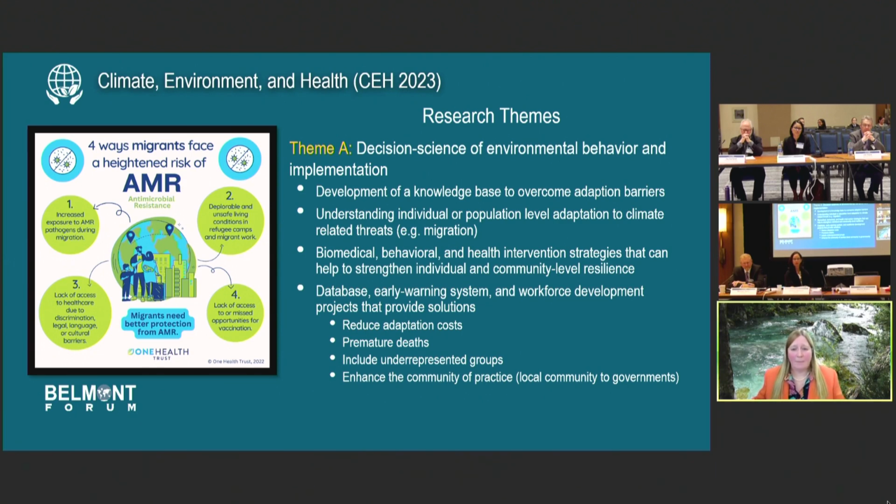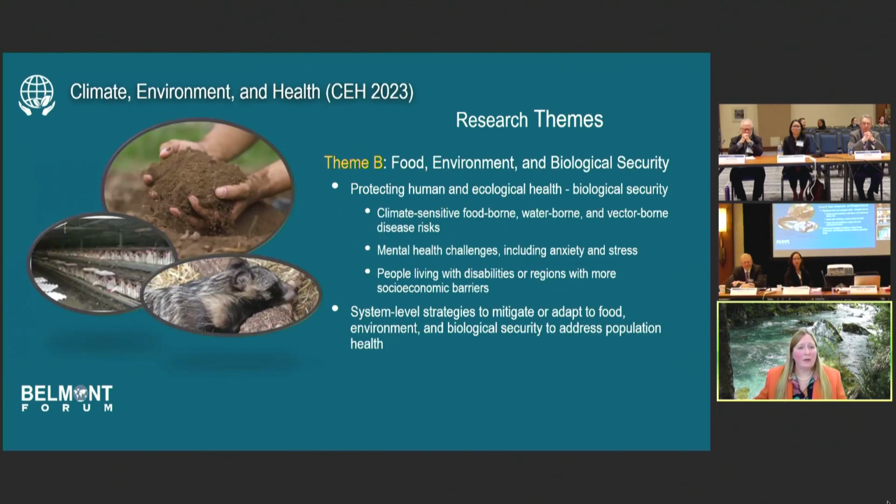Next slide, please. So the research theme, the second one, is to look at food, environment, and biological security. And so human health and well-being are intimately connected with the environment, both natural and human-built, with animals, wildlife, and livestock. Again, I think some of the things that Jay was talking about with ARGs and soils is a right part for this part of the research themes.